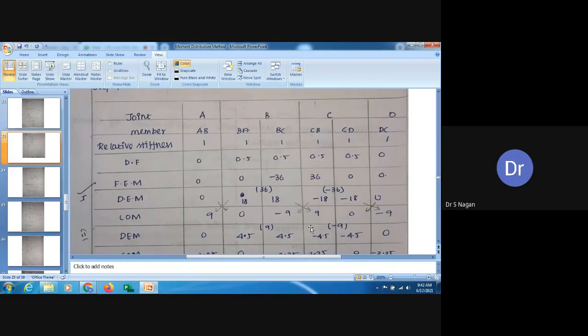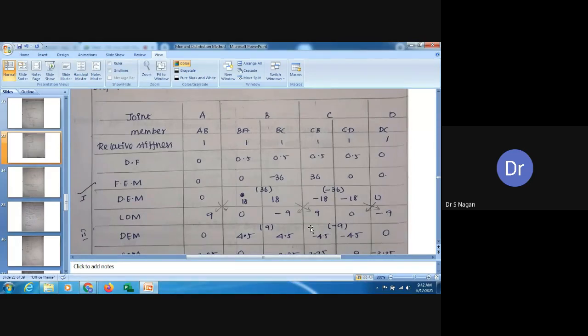Tell me. Is this carryover moment always 50%, sir, or based on distribution factors? No, carryover moment does not depend on the distribution factor. Carryover moment is always half the moment.